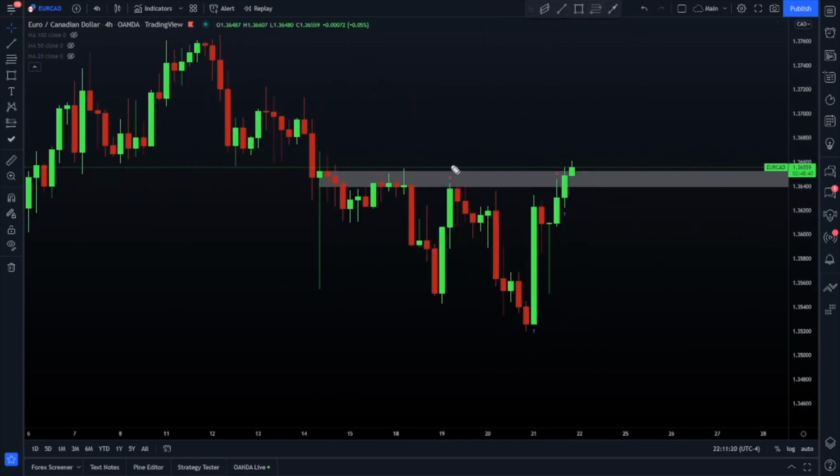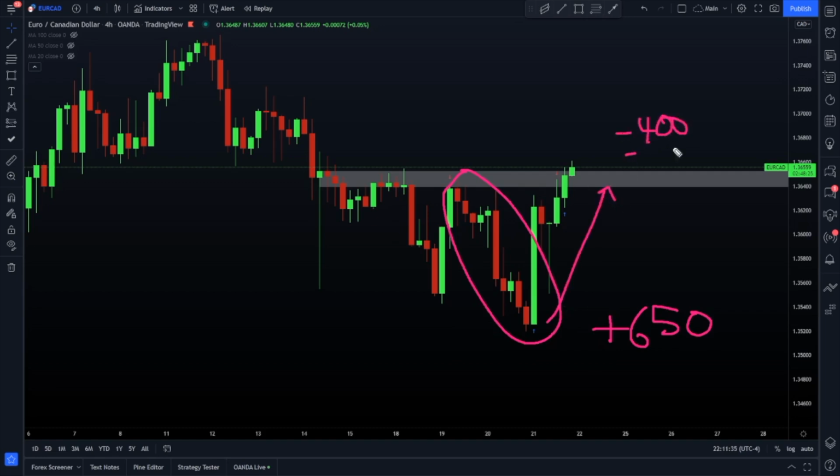Again, I took this same area here. It sold off beautifully, made some money on that, and this time just did not work out. So just a little bit of context on this trade here, I think I made about $650, let's call it. And in this trade, I lost about $400. So between these two trades, I made 250 bucks.